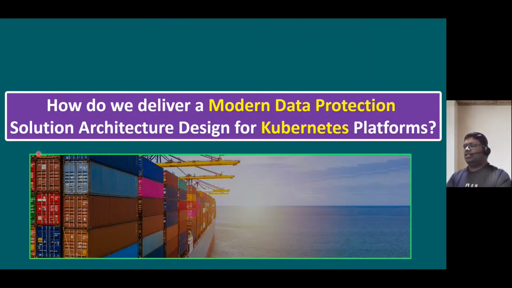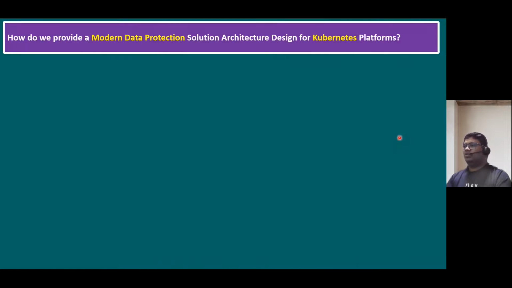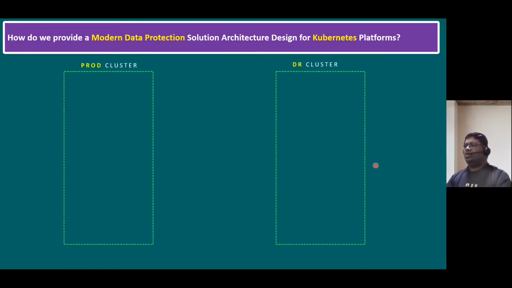Okay, now it's the time to discuss how we deliver a modern data protection solution architecture design for Kubernetes platforms. So whatever we discussed about multiple enterprise grade Kubernetes platforms, in this architecture design is common. Okay, so for our easy understanding, I'm taking two clusters: production cluster and DR cluster. Production cluster means it may be running within our production site and DR cluster is running in a disaster recovery site. So within both clusters, we can use any of the enterprise grade Kubernetes platforms.